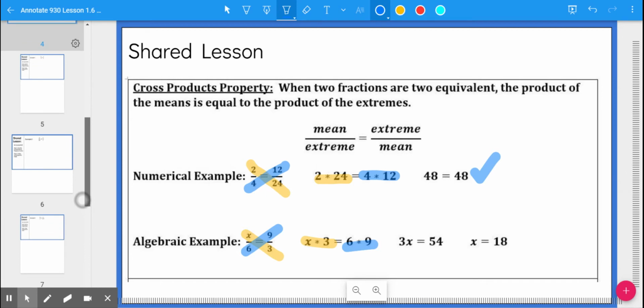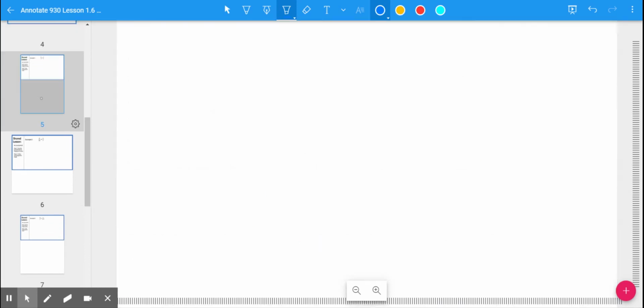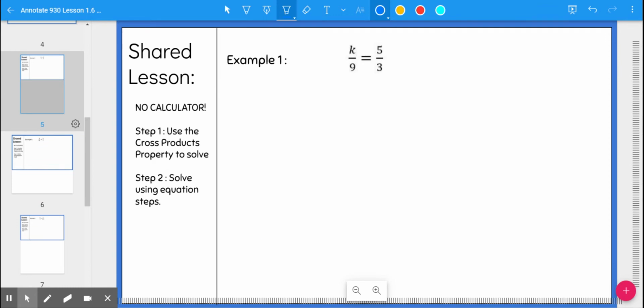So those are the type of examples that we're going to be dealing with today. If you want to head on over to slide 5, we're going to go through our first example. Example number 1 has k over 9 is equal to 5/3. We need to find the variable. We need to get the variable by itself and figure out what number it is. So we're going to use the cross products property to solve.